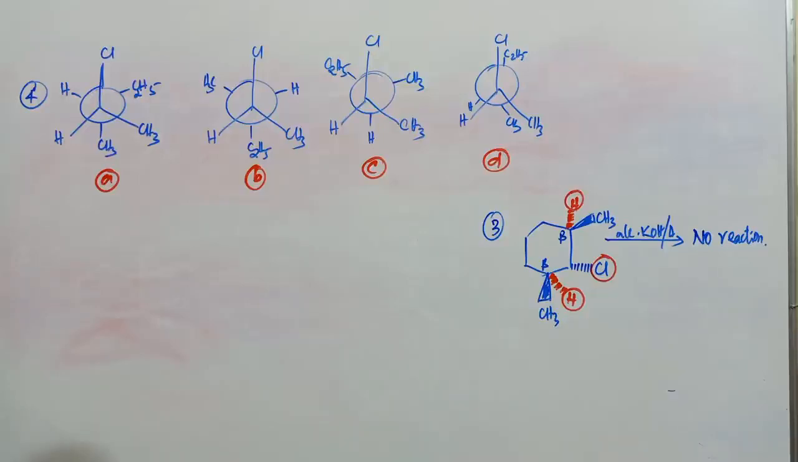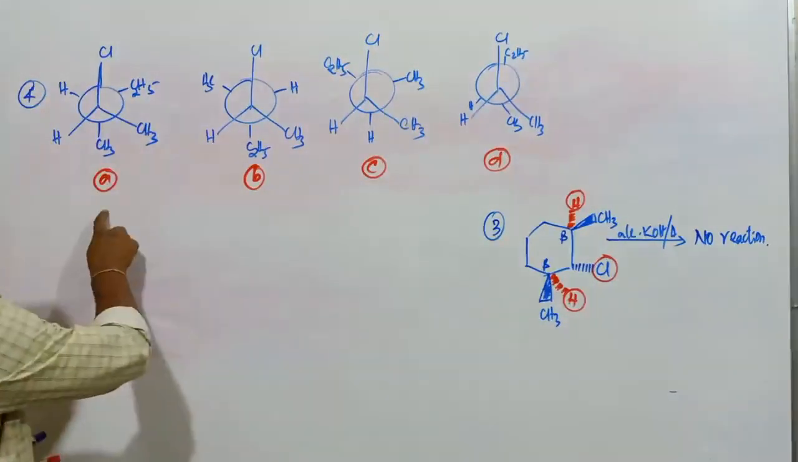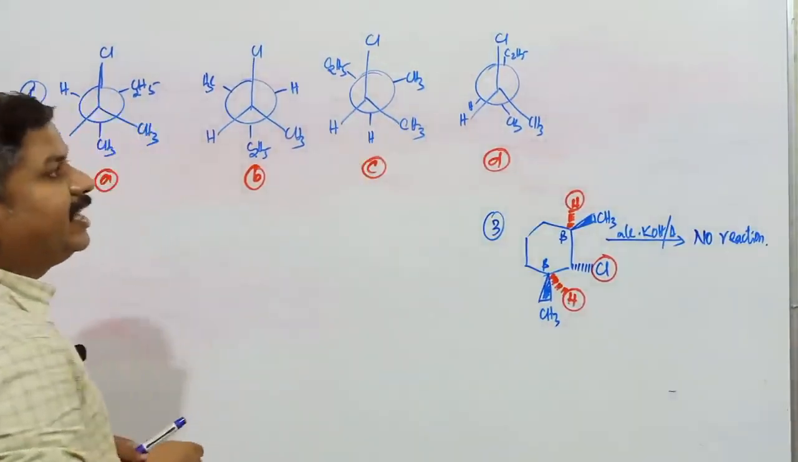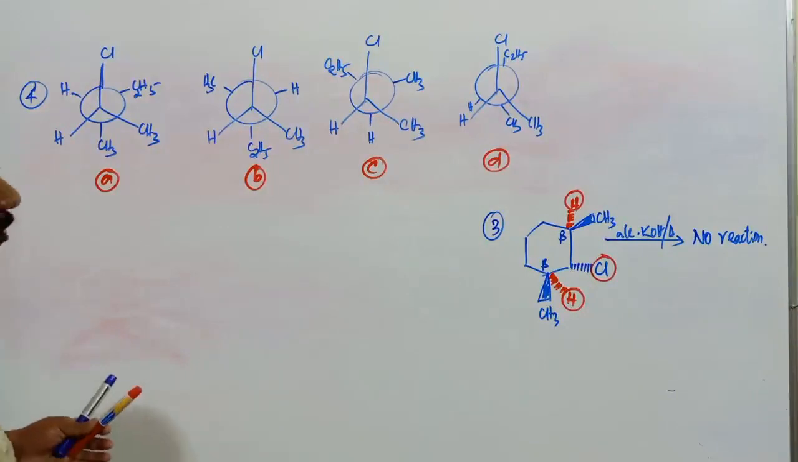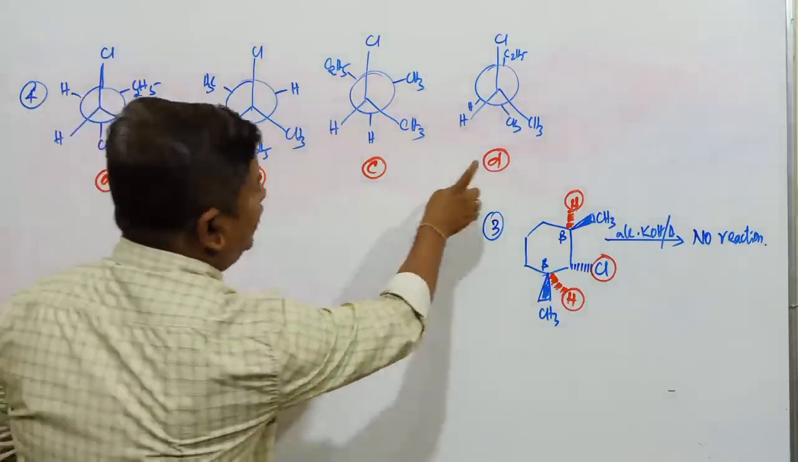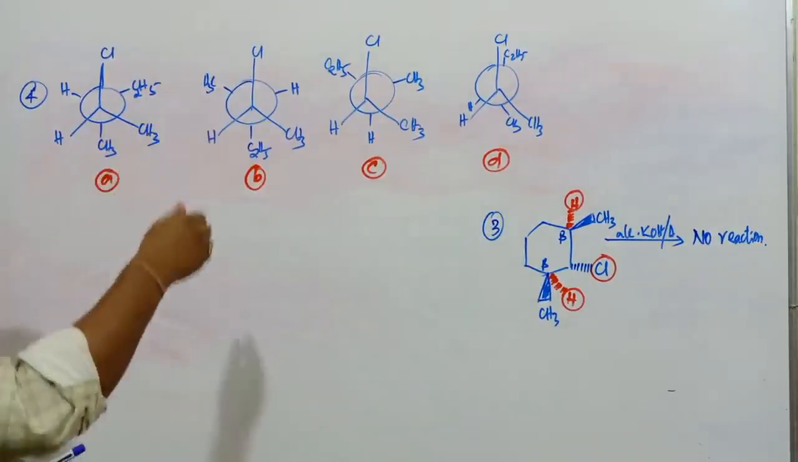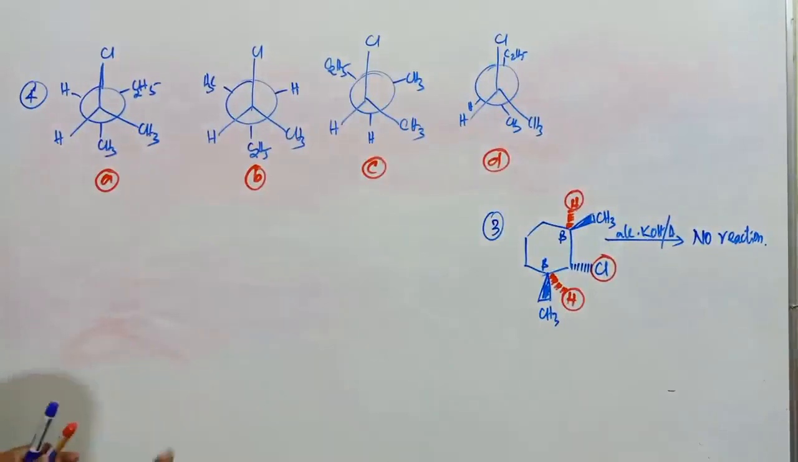Very easily. These three structures are commonly called staggered. The first, second and third are staggered conformations. In the case of conformational isomers, this is the Newman projection formula. The first three are staggered and this one is commonly known as an eclipsed structure. It is a partially eclipsed structure, not fully eclipsed. It is partial, no doubt.